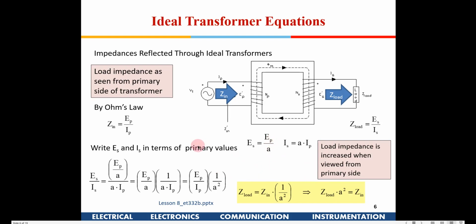A is primary divided by secondary, right? So if A is greater than 1, then the voltage will step down.